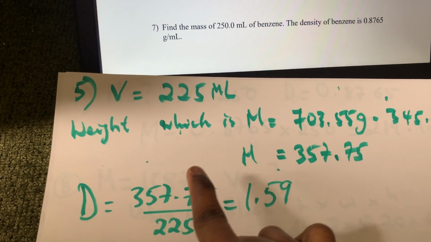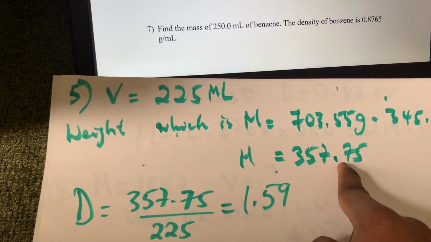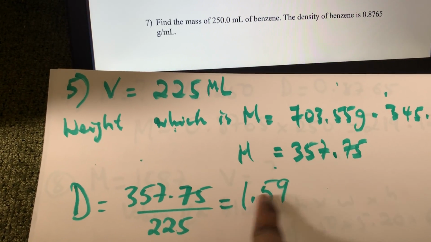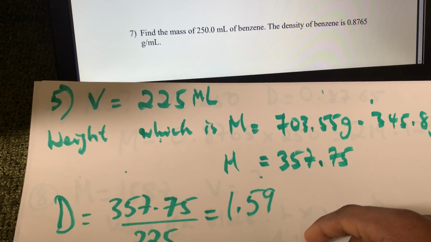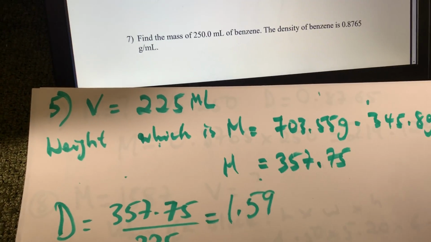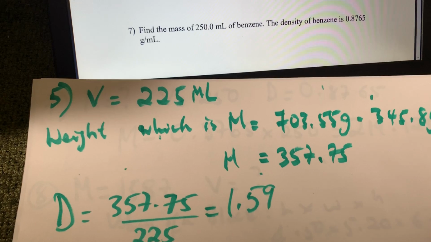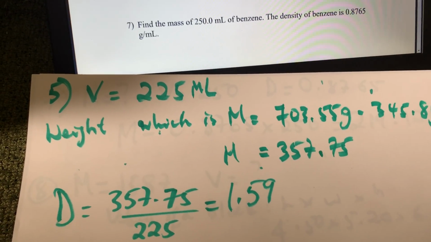So density equals mass over volume. Again, you take the mass and divide it by the volume, and then you get 1.59. Right? So you just have to be careful on this question. It's a scientific question, also a mathematical question that asks you to use common sense.